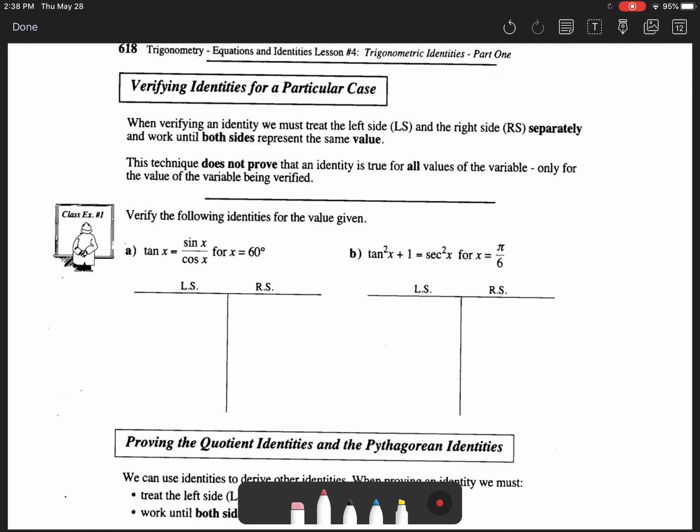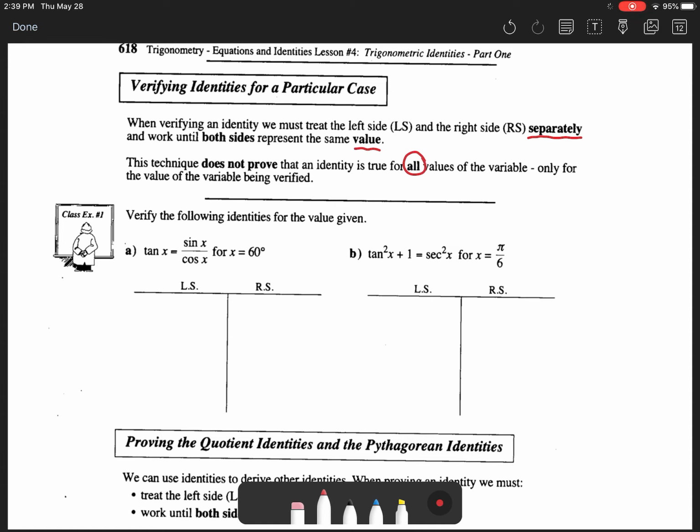On the next page, the title is Verifying Identities in a Particular Case. Now, very important, and something we want to highlight or underline here. It says, when verifying an identity, we must treat the left side and the right side separately until both sides represent the same value. So there is another difference between an equation and an identity. When I'm solving an equation, I'll take things from one side of the equation to the other, add or subtract values, multiply or divide both sides by particular values. With an identity, whatever's on the left-hand side must stay on the left-hand side, whatever's on the right-hand side must stay on the right-hand side, and we work at both sides until, as it states in the notes, we end up at the same expression or the same value.